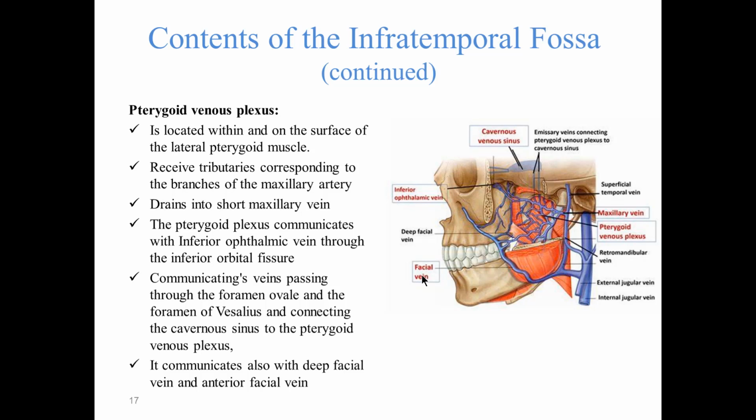Infection in the cavernous sinus, in the orbit, or in the face can spread to the pterygoid venous plexus, and infection in the infratemporal fossa can also spread into the cranial cavity, the orbit, and the face.